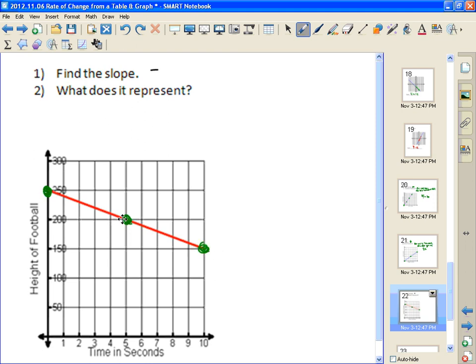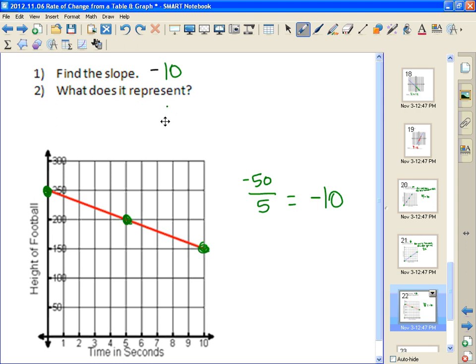So from here to here, we go down 50, so the height of the football is our y-axis, and time in seconds is on our x-axis. We go down 50 over 5, down 50 over 5. So the height of the football decreases by 50 as time increases by 5. So down 50 over 5, which can actually be reduced to -10. So I'm going to put the slope as -10.